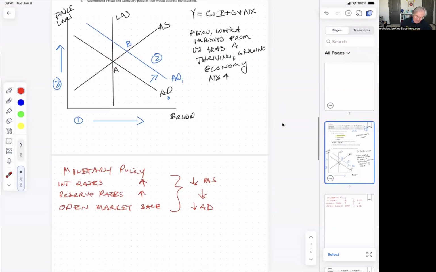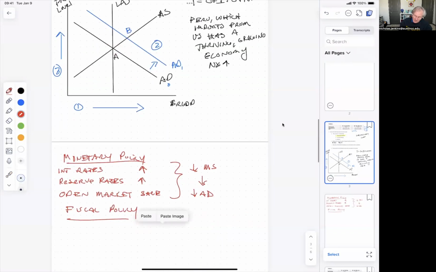All right, fiscal policy. For fiscal policy, we want to shrink the economy. So maybe that means decreasing government expenditures. Maybe that means, did it backwards, increasing income tax. And all of these things have the effect of decreasing aggregate demand. All right, there you have it.